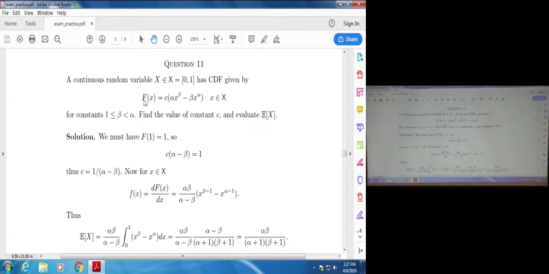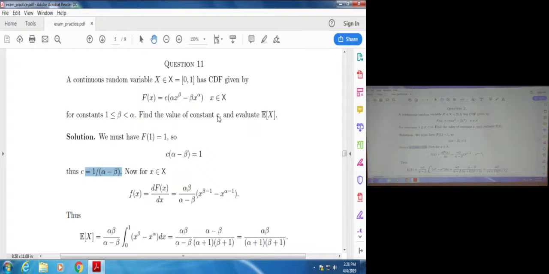The first thing is that we know that F(1) must equal 1. Why is that the case? Because the probability that x is less than or equal to its largest value must be equal to 1. Its largest value is 1, so we must have F(1) equal to 1. If I substitute x equals 1 into this formula, I get alpha minus beta, so we must have c times (alpha minus beta) equal to 1, so c is equal to 1 over (alpha minus beta). Don't forget that alpha is bigger than beta, so alpha minus beta is positive. So we now have this constant c.